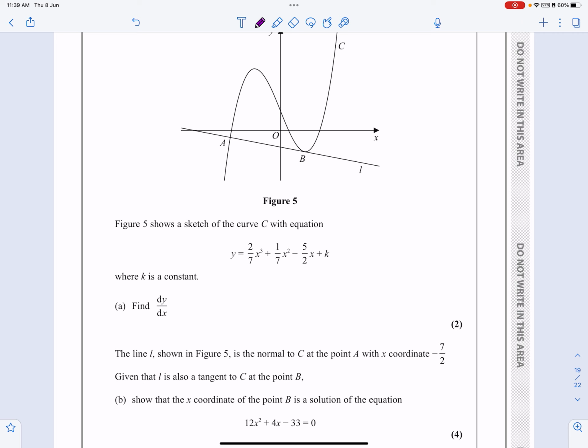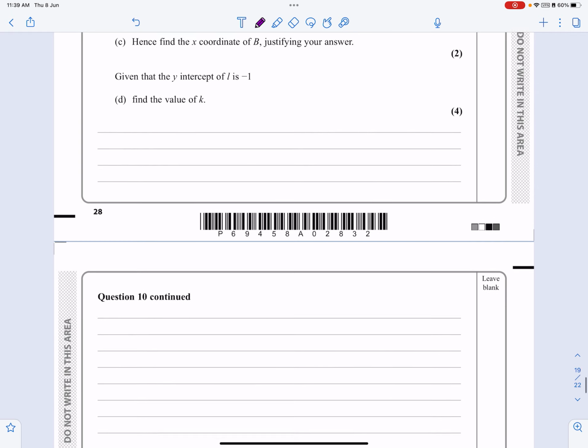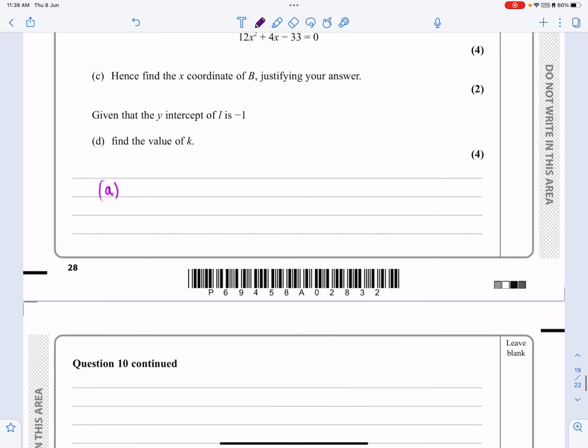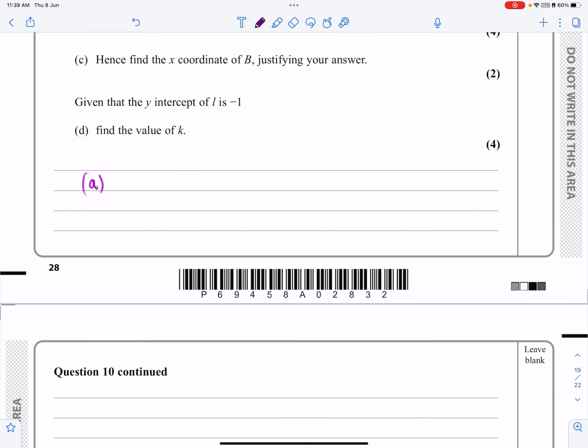Okay, let's get started and find dy by dx, and I'll explain what we're going to do for part B, because dy by dx is relatively straightforward. So for part A, we've got y equals 2 over 7 x cubed plus 1 over 7 x squared minus 5x over 2, but then this plus k. Well, that's not going to have any problems for my differentiating.